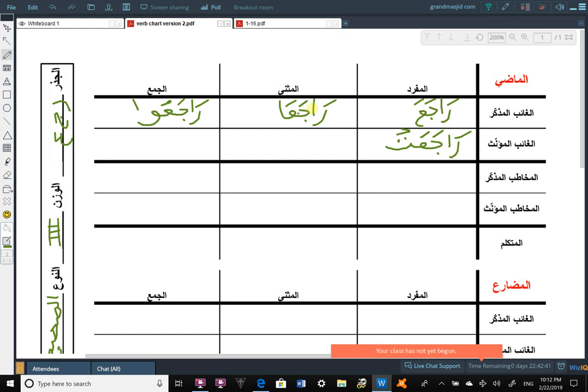Want to make that dual, just add an alif. Raja'ata. And then want to make it plural feminine. Raja'na. Want to make it second person, al-mukhatab. Anta, raja'ta.